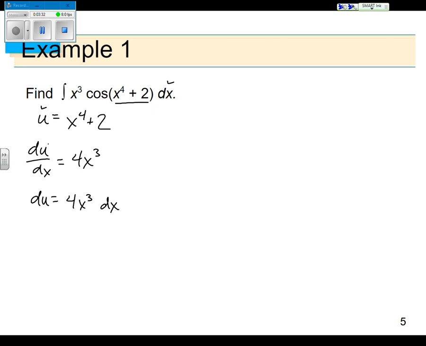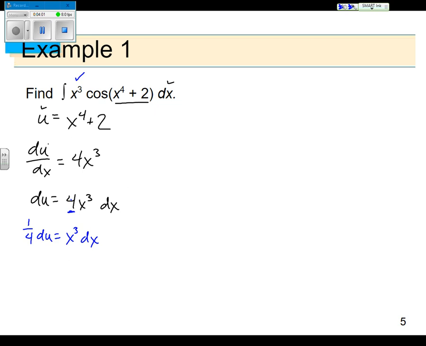Now as you can see, I'm starting to match this little guy that's out here in front, except I've got this 4 in the way right here. So what you're going to hear me say is that I don't really need this 4, so I'm going to do algebra, divide both sides by 4, or multiply both sides by 1/4, either way, and I am going to get 1/4 du is equal to x cubed dx.